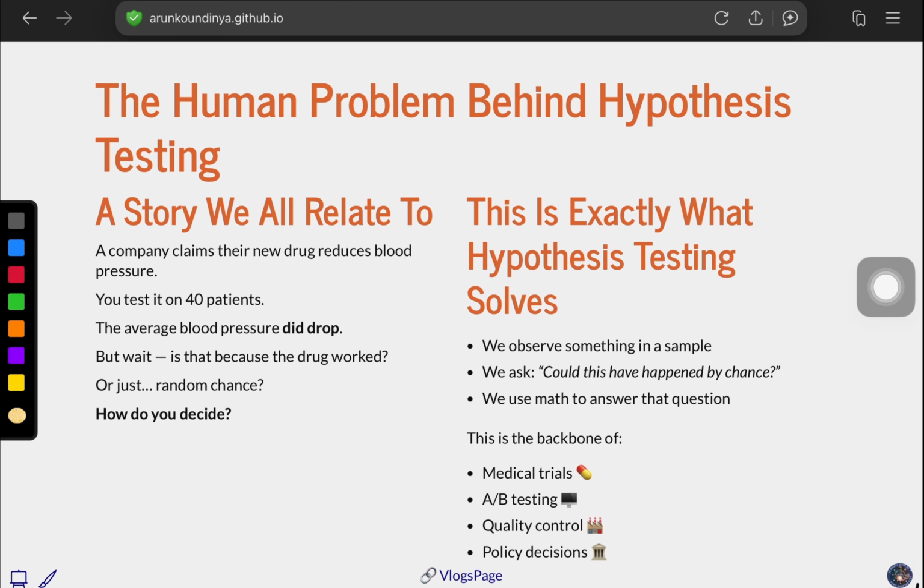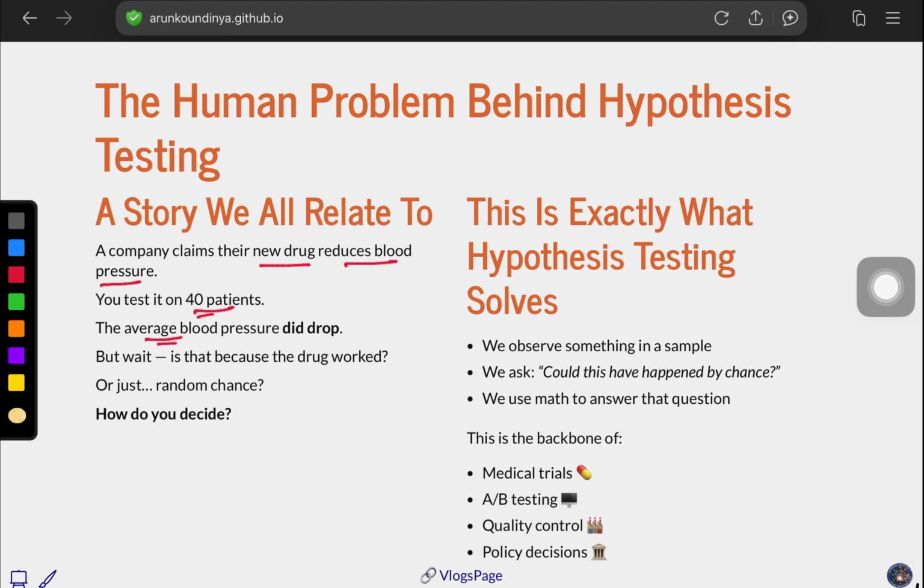Let's start our episode 10 with a simple story. A company claims that their new drug reduces blood pressure. How did they claim it? They tested it on 40 patients and the average blood pressure did drop. Well, from our previous three episodes, if we step back and observe, can we claim it? Might not be, because once a drug is claimed to have worked, we introduce it to the population.